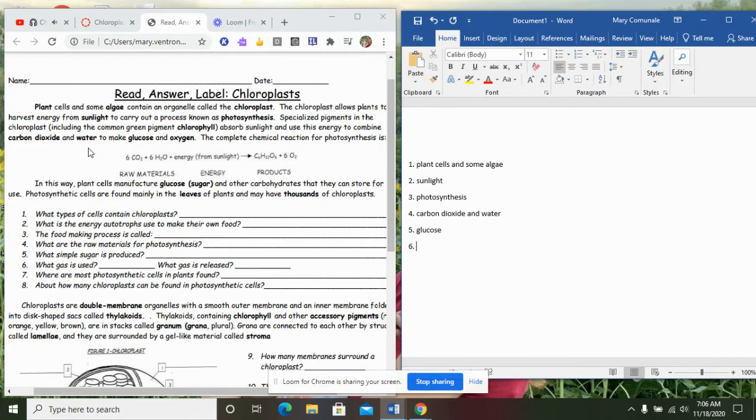That is a carbohydrate. What gas is used? Carbon dioxide is used. And what is released? Oxygen is released. Where are most photosynthetic cells found in plants? Wow, I'm having a hard time reading today too.